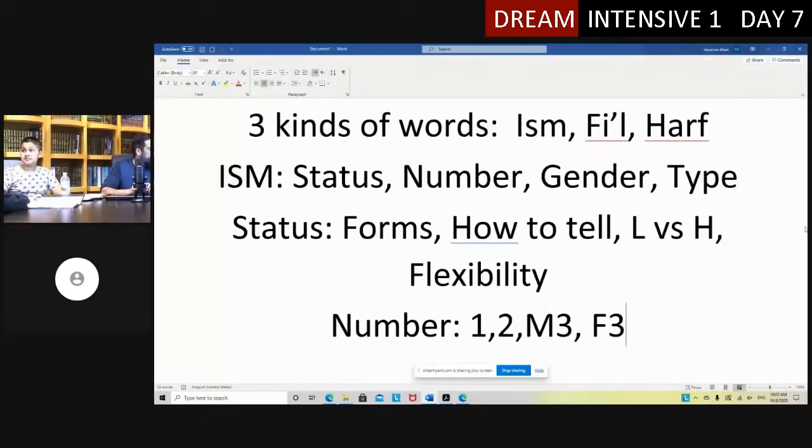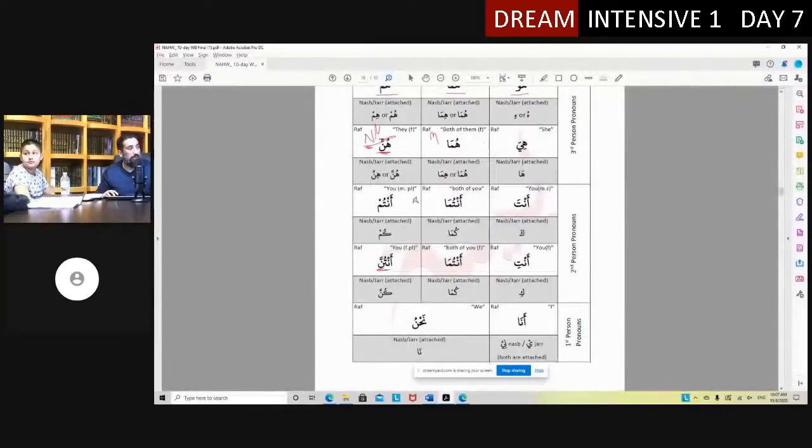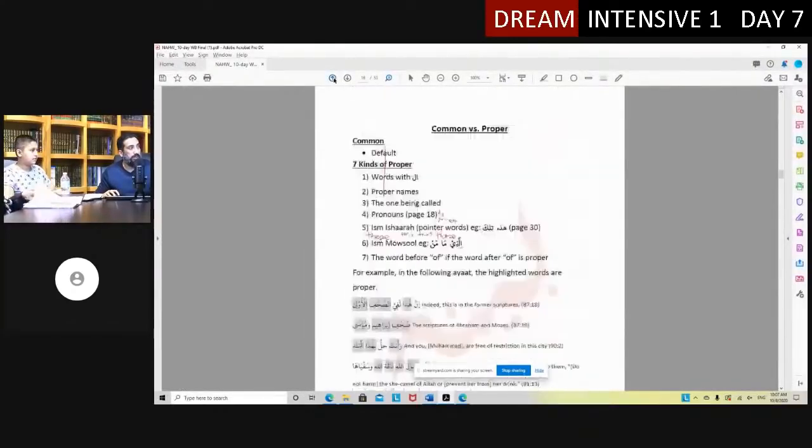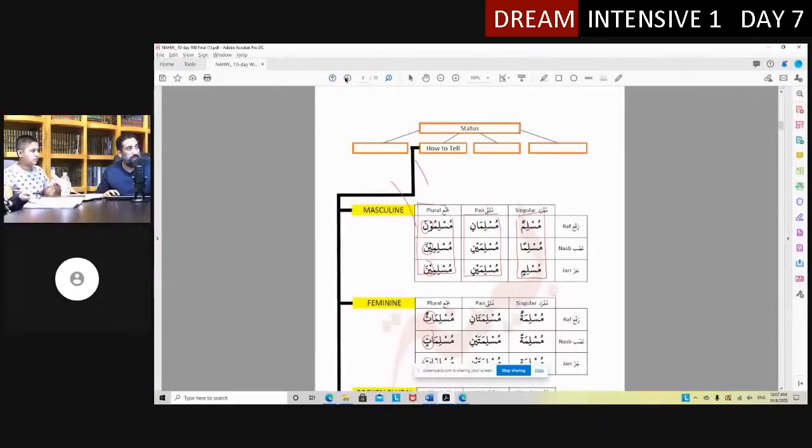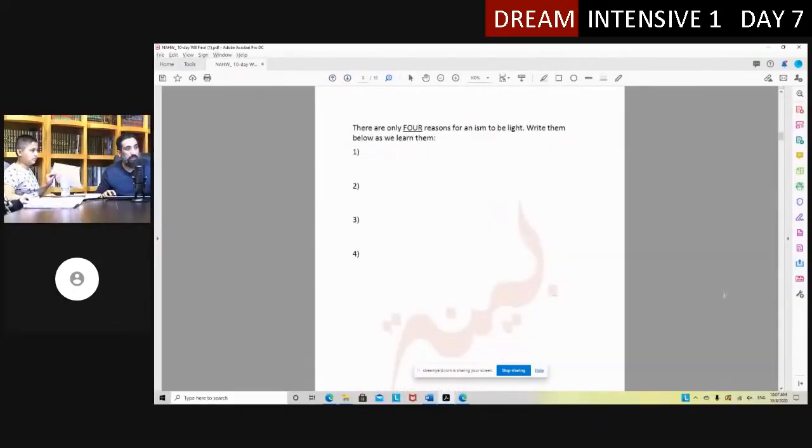Can you review the reasons for making a word light again? Yeah, I could do that. You know what? Why don't you all turn to what page is that, Jawad? There's a blank page where there's 4 reasons to make light. There it is. That's page 8. Can you guys open up page 8?